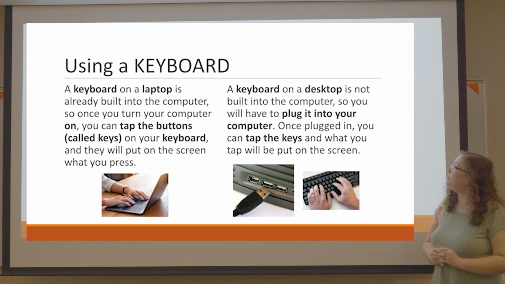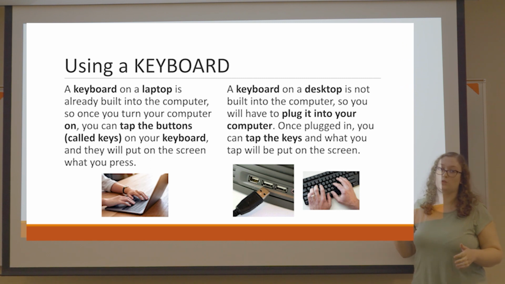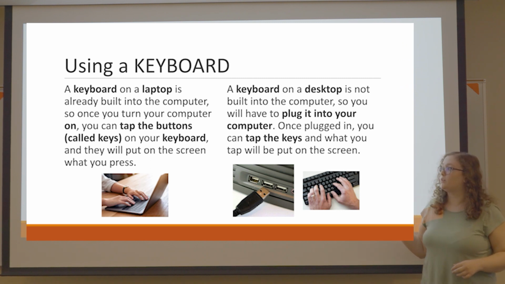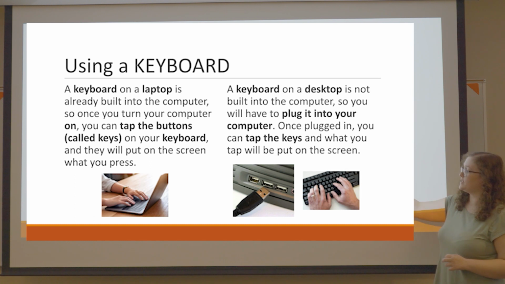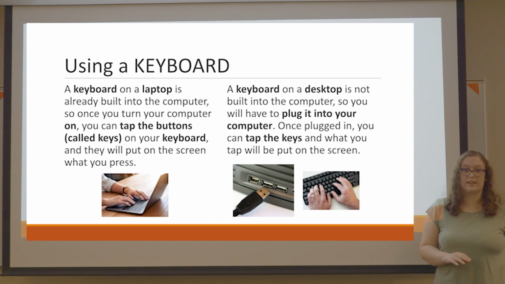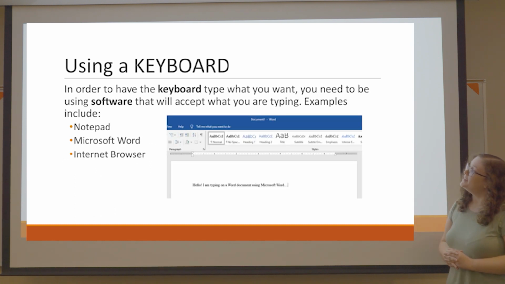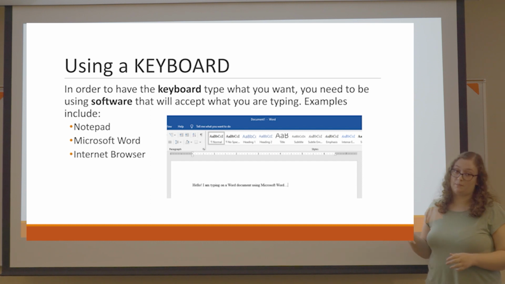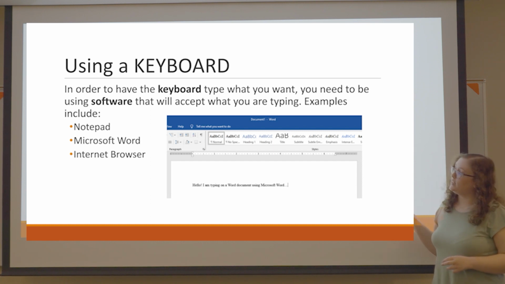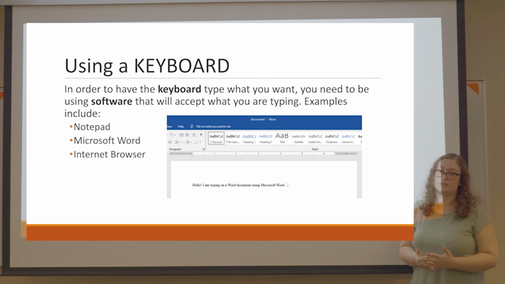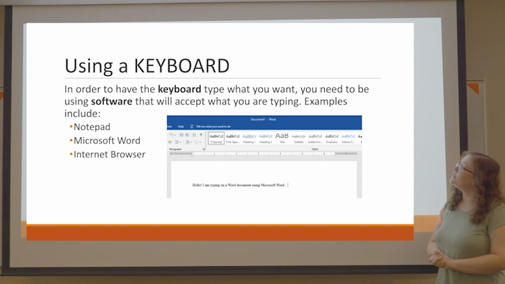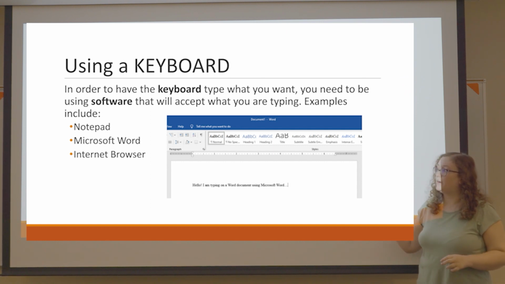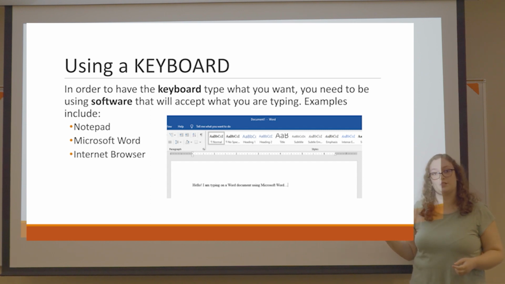So once you've plugged in your keyboard, you can tap the keys, and what you tap will show up on the screen, very similar to a laptop. And this is an example of what a desktop computer keyboard looks like. So in order to have the keyboard type what you want, you're going to need to use a software that will accept your input. So examples include Notepad, Microsoft Word, or the internet browser.